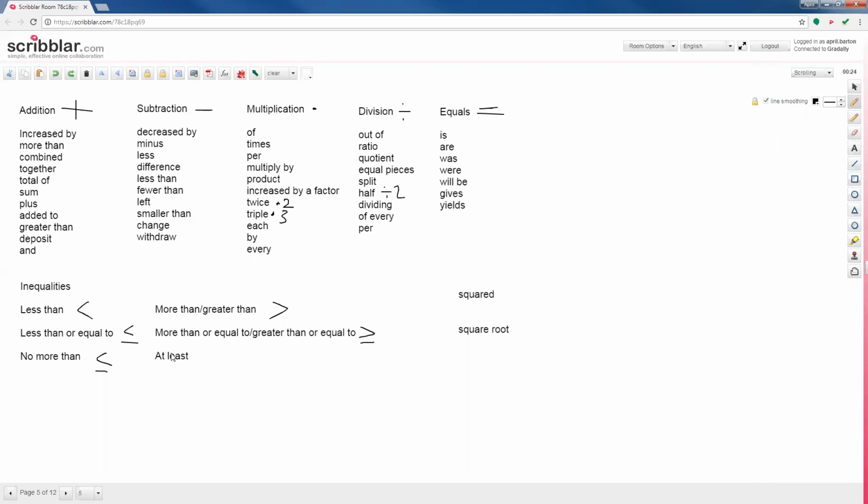And at least is the same version as no more than. We see the word least, so we want it to be less than. It actually means greater than or equal to. If you want to make at least $100, you want to make 100 or more. And then two just random ones they use sometimes in questions. Squared means raise something to the second power. And square root means the actual square root symbol. Those are very specific. They can't say the word squared and mean for you to use the square root symbol. So you've got to watch out for that because they are specific words that mean specific things.